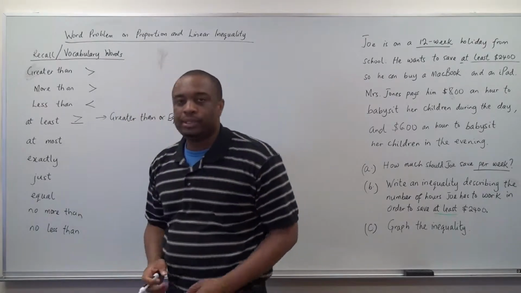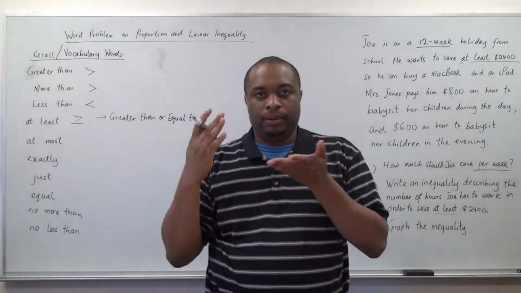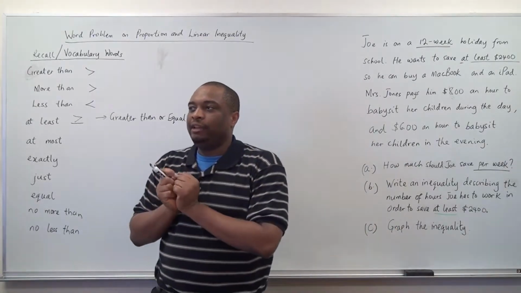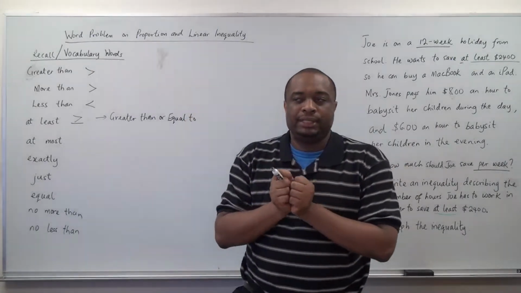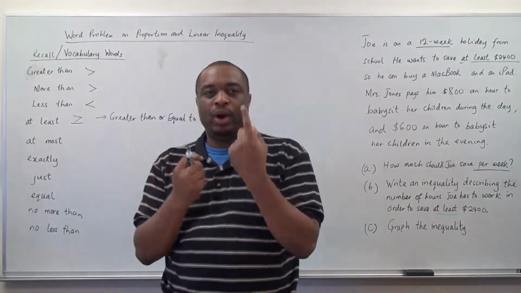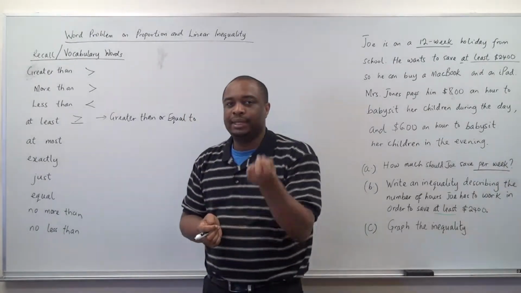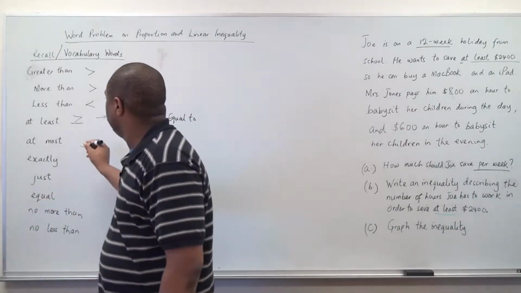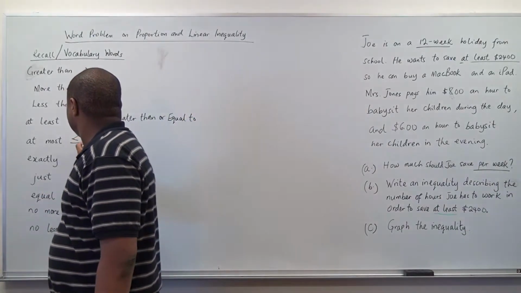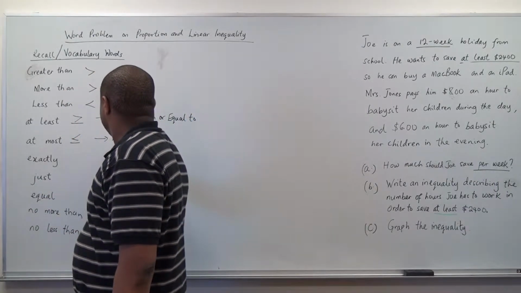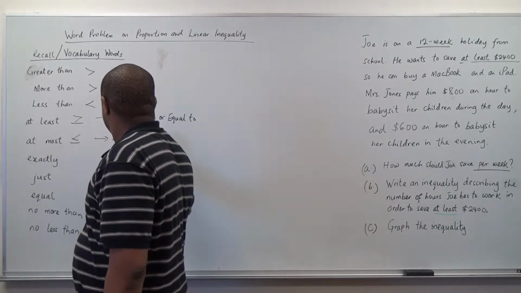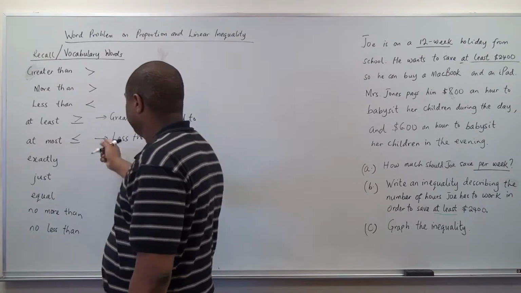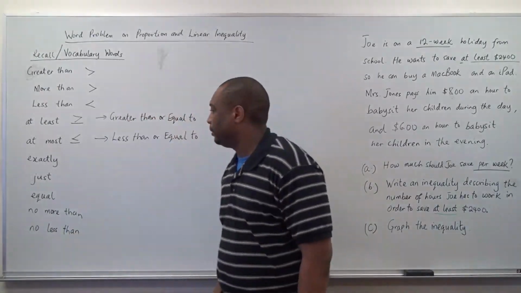Then at most means less than or equal to. If I say, Joe, please, can you give me at most 5 oranges? So Joe can give me 1 orange, he can give me 2 oranges, he can give me 3 oranges, but at most should be 5. So this is less than or equal to 5. If it's at most 5 oranges, okay?